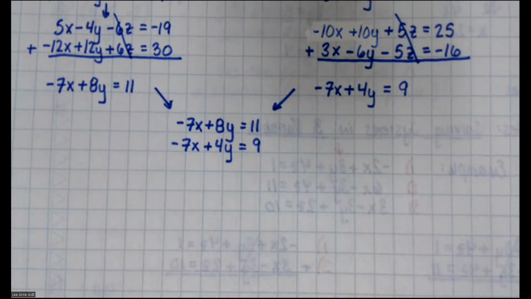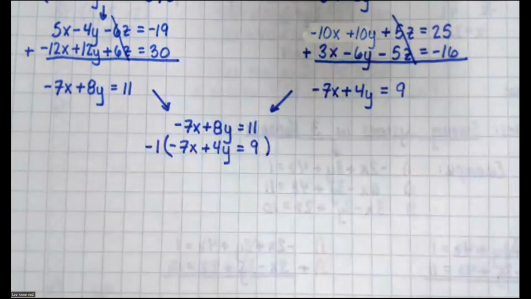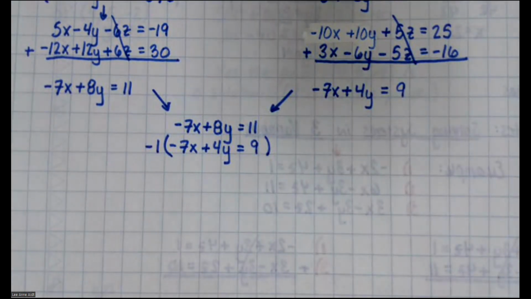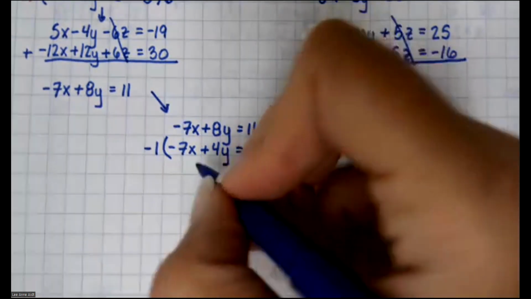Okay. Now, which variable is best to eliminate here? Yeah, the x probably. I would just multiply the bottom one by -1 so that you have a negative and a positive to eliminate. Is that what you thought to do? You could also multiply the bottom by -2 to eliminate the y's. Same amount of work, really.